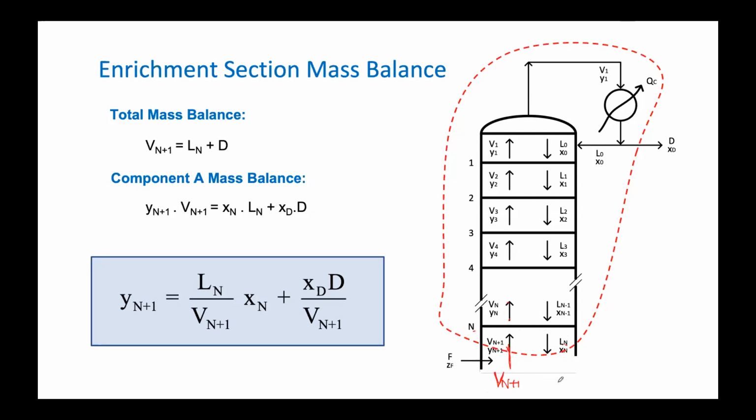Vn+1 would be equal to Ln, the liquid that leaves the tray, plus over here there is a molar rate of D. So this is the total mass balance for the enriching section. Now let's calculate the component mass balance for this case. Here, Vn+1 should be multiplied by the vapor fraction.